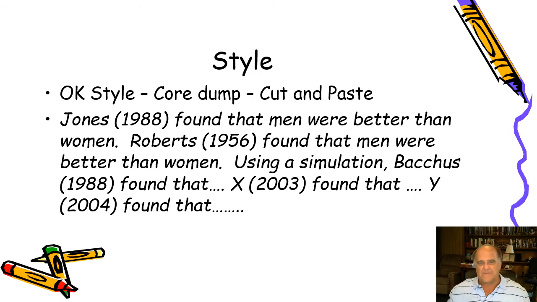And it often looks something like this. Jones, 1988, found that men were better than women. Roberts, 1956, found that men were better than women. Using a simulation, Bacchus found that X, 2003, found that Y, 2004, found that. You go on and on listing the studies.